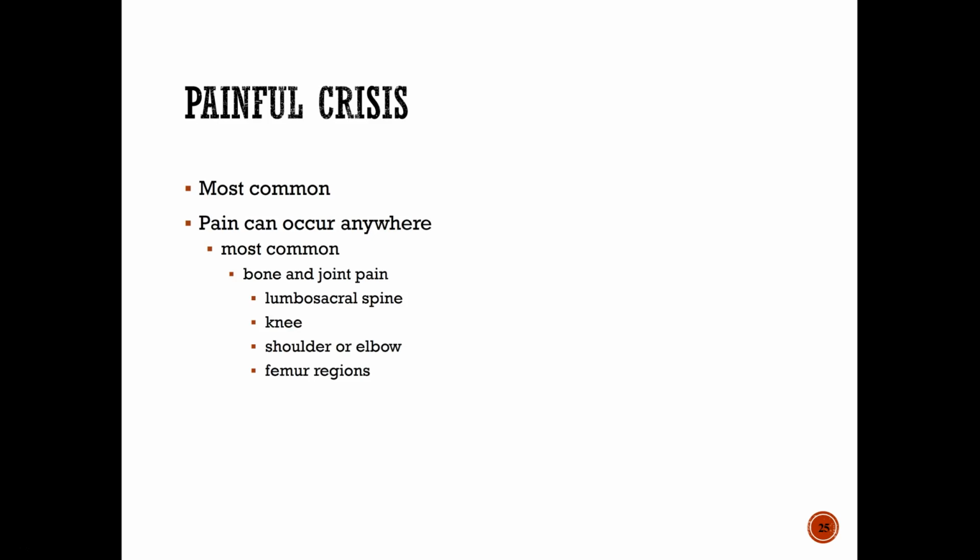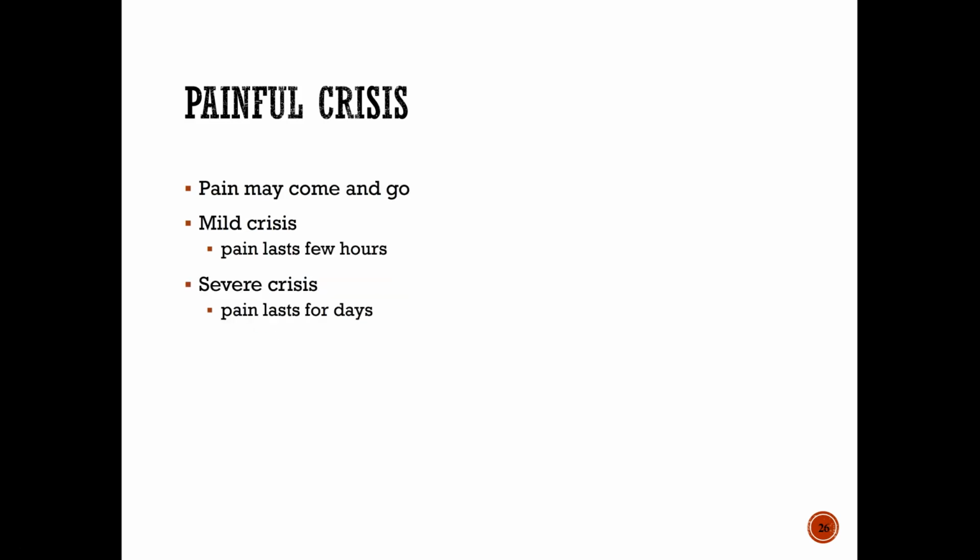Pain can occur anywhere, but the most common sites are bone and joint pain. So the spine, the knee, the shoulder or elbow, or the femur regions. The pain may come and go. They may have a mild crisis that can last a few hours, and you can just give them some Tylenol at home and that'll help them.